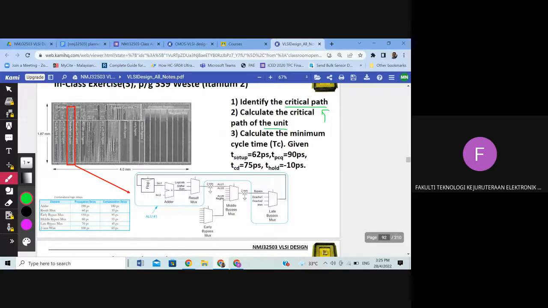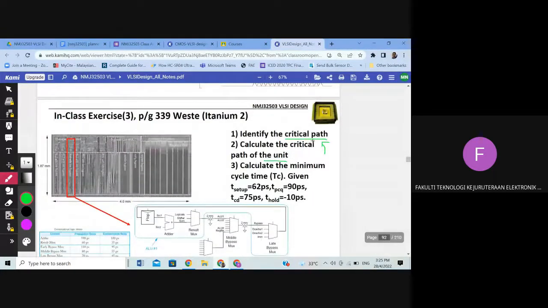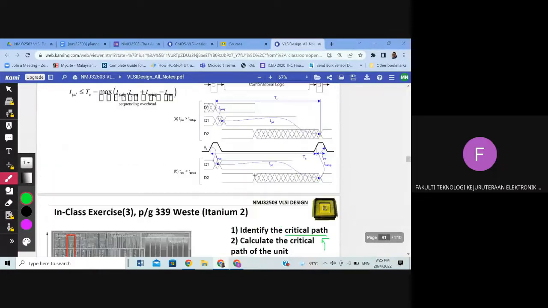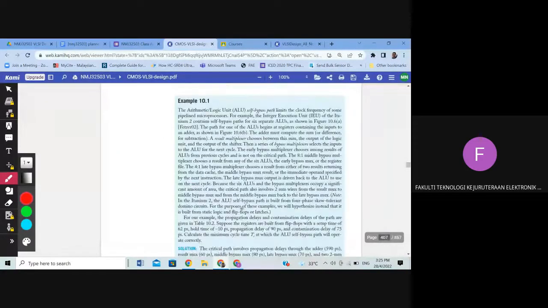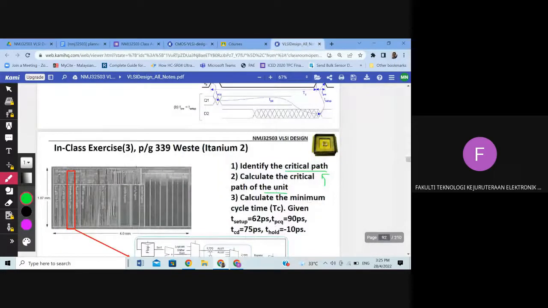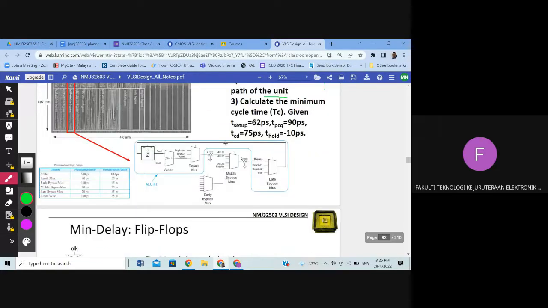So maybe I explain a bit so that you understand. This question asks you to identify the critical path. If you read this in your textbook, the question is quite long, so I simplified it. It explains an example of the Itanium 2 processor. Inside this processor, this is a zoomed-in version of the data path and ALU. Inside the ALU, we zoom in on just one portion, and this is the element inside it.